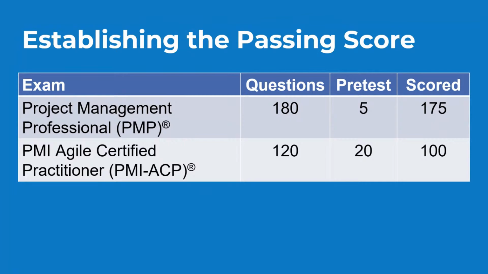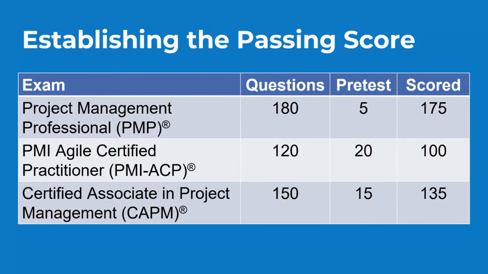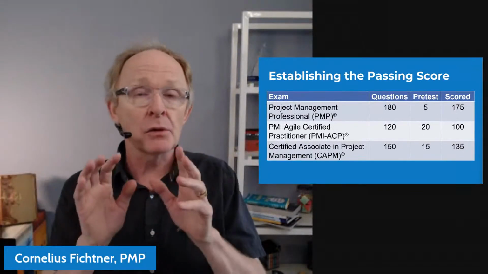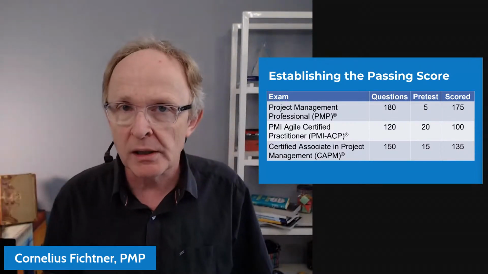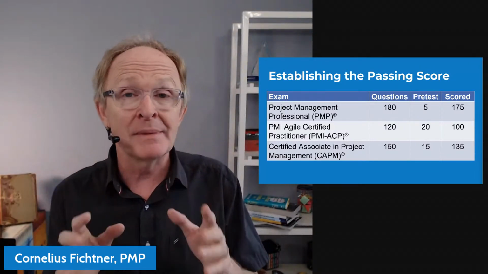On the PMI ACP exam, here we have 120 questions with 20 pretest questions and 100 are scored. And for the CAPM exam, we start out with 150 questions, 15 pretest, and scored are 135. PMI has officially mentioned and has a note on the website, the CAPM exam is changing sometime in the future. No clear date has been given.